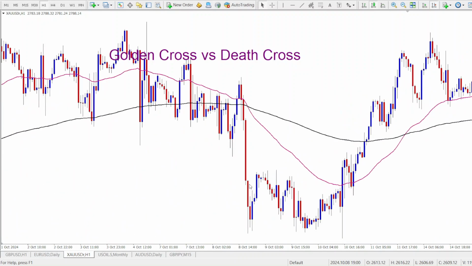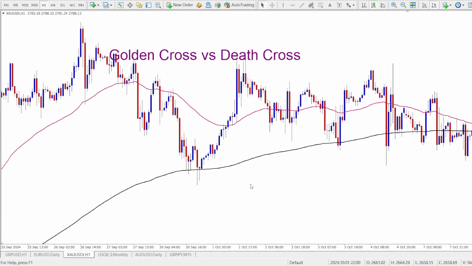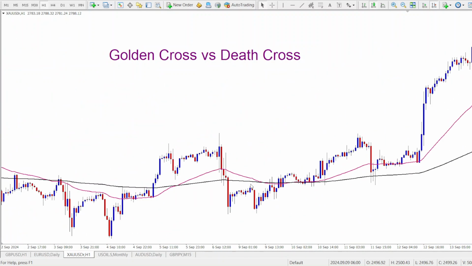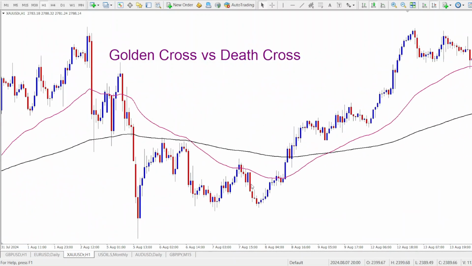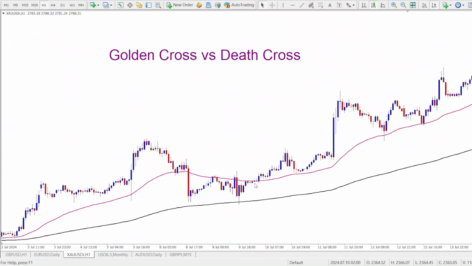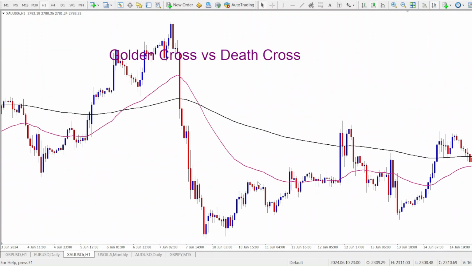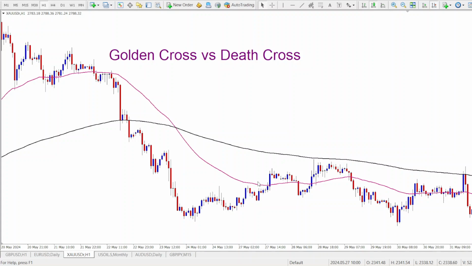Now, on the flip side, we have the death cross. I'm just looking for a very good example of a death cross. This pattern forms when a short-term moving average such as the 50 EMA crosses below a longer-term moving average such as the 200 EMA. It's often seen as a bearish signal. Essentially, it warns that a downtrend could be on the way.